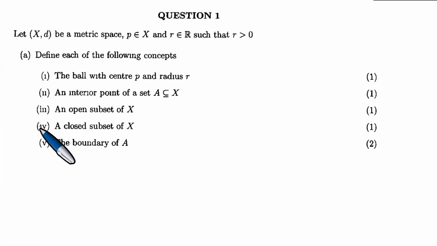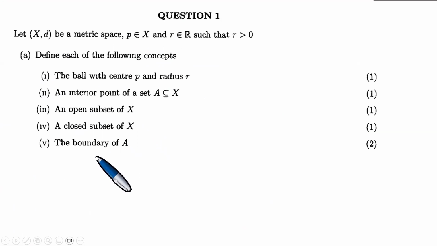However, looking at what the paper contains, the first question is based on what we call metric spaces. Let (X, d) be a metric space, and you have P a point in X, and also R a real number such that it is positive, and you have the ball with center P and radius R, the interior point of a set. So you need to be able to define the interior point, a ball, an open subset, a closed subset, the boundary of A.